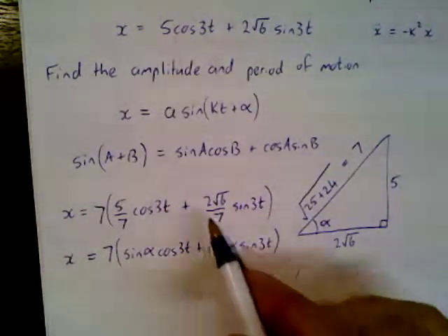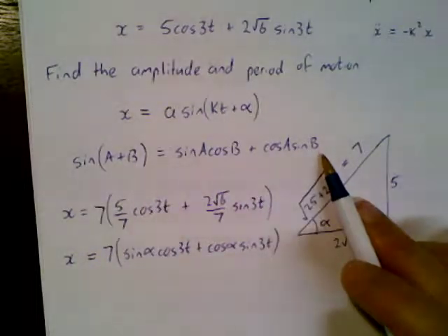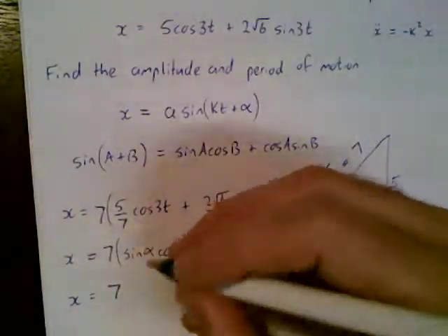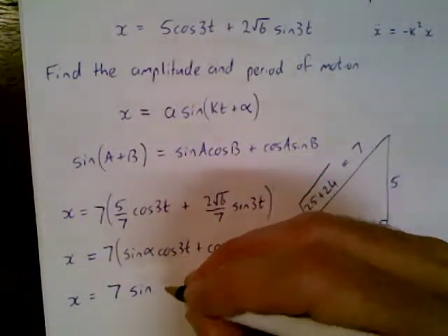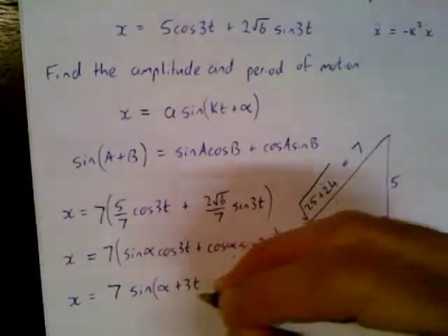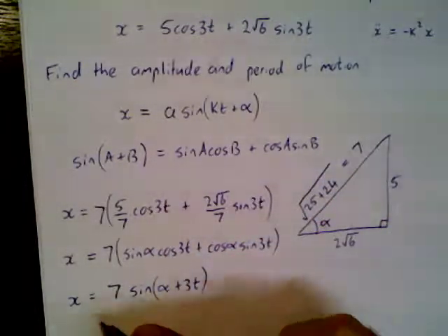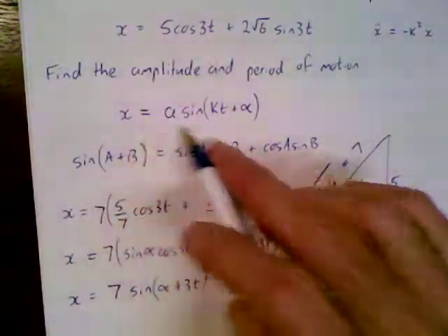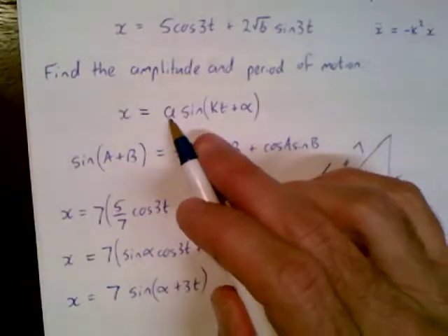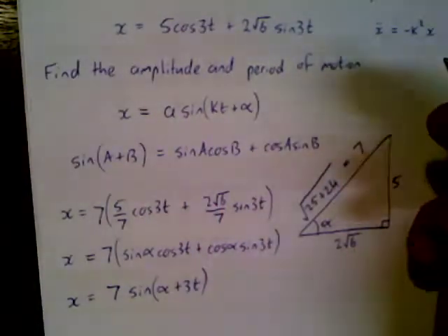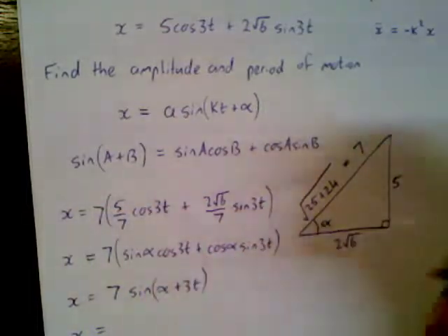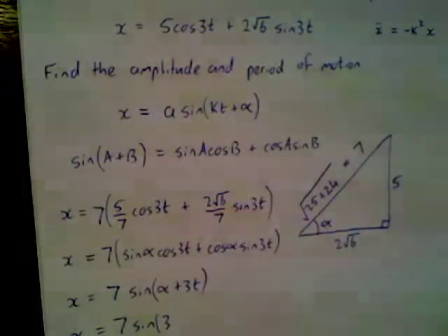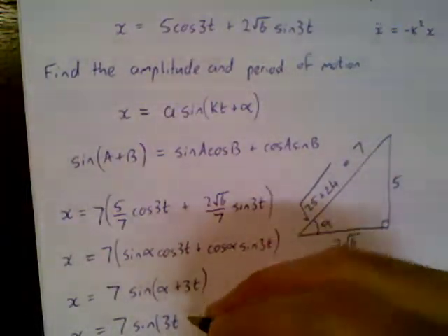At this stage here, we've now got our trig identity here, and we can then say that the displacement x is equal to 7 sine alpha plus 3t. Okay, you can see here that we've got to an equivalent expression, or equivalent equation of this form here, which is what we're after, so we can identify amplitude and period. I'll just change that a little bit so that we've got our sine 3t coming first.